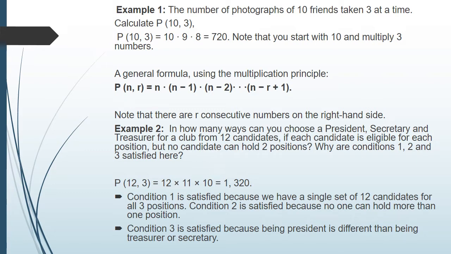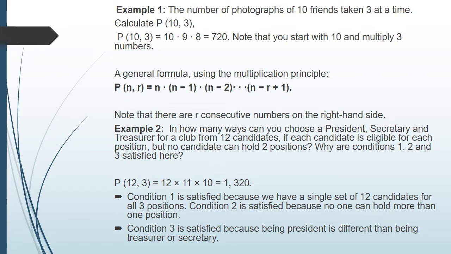A general formula using the multiplication principle: P(n, r) is equal to n times (n minus 1) times (n minus 2) until (n minus r plus 1). Note that there are r consecutive numbers on the right hand side.